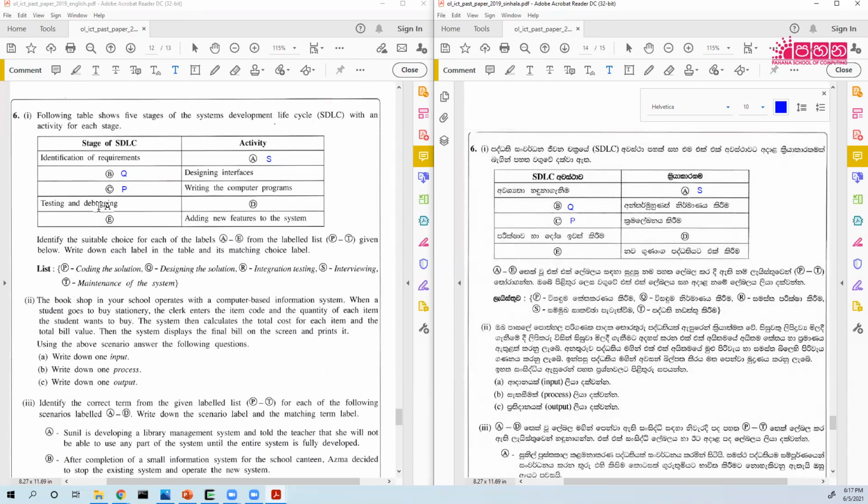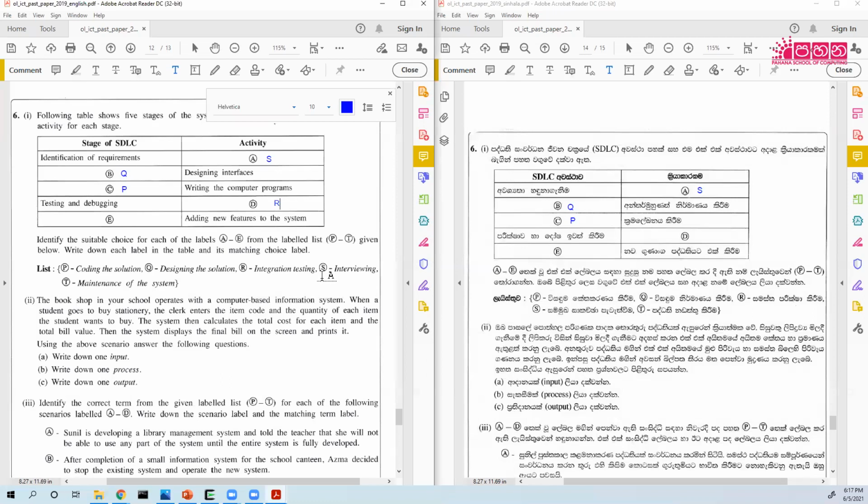Then next step is testing and debugging. So what happens during this phase? That's what we need to identify. Now we are left with 2. That means integration testing and maintenance of the system. It's easy. So this could be R. So D should be R.